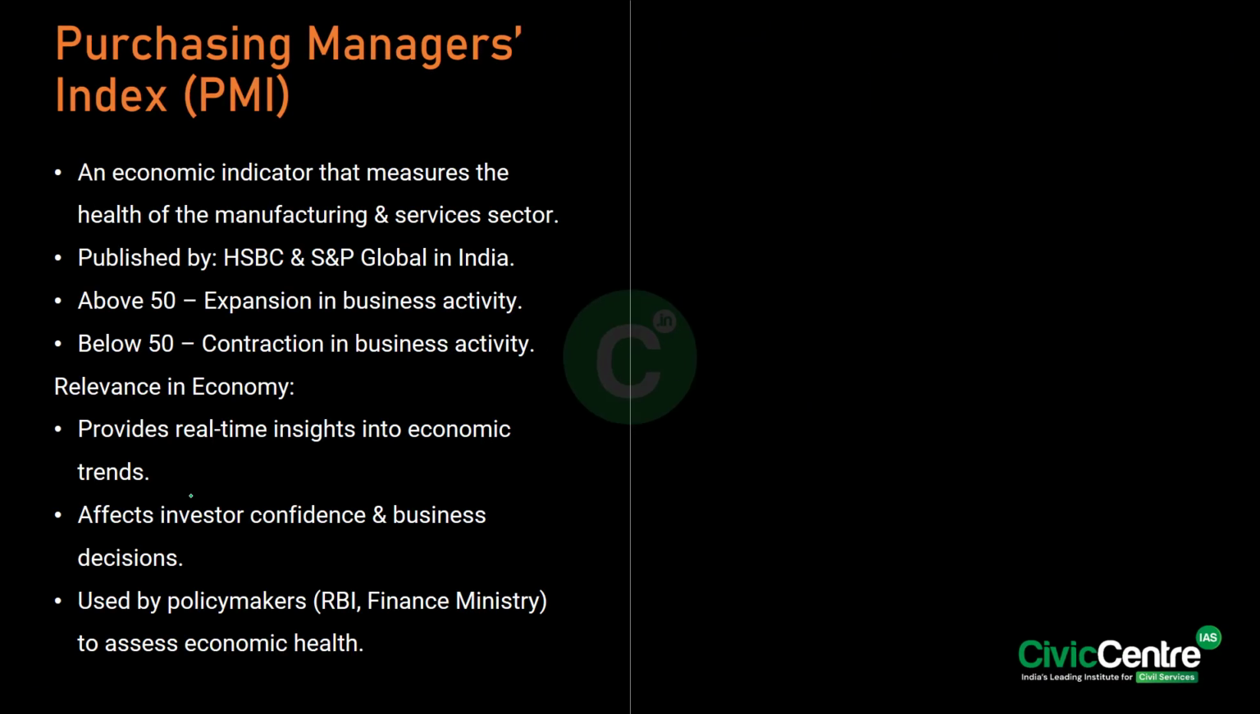See, it is an economic indicator that measures the health of the manufacturing and services sector. Know that it is published by HSBC and S&P Global in India. So, if it indicates above 50, it means that there is expansion in business activity, whereas a reading below 50 indicates contraction in the business activity.